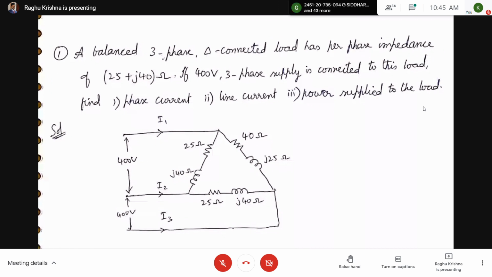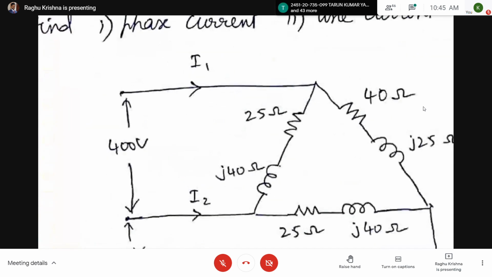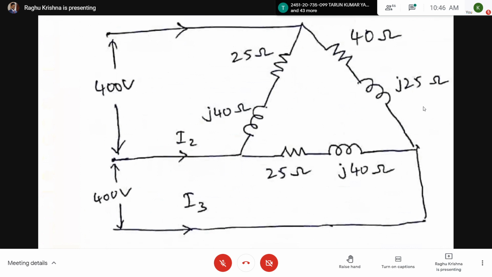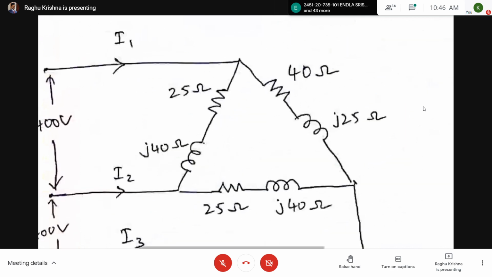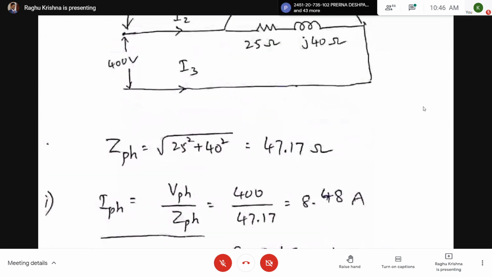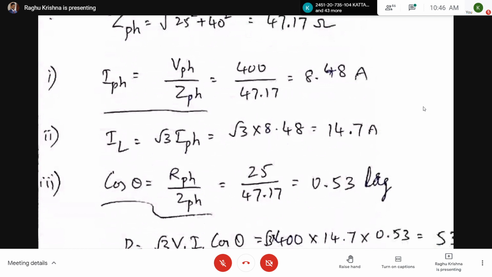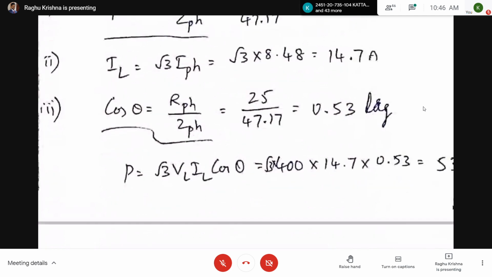So in the diagram, 25 ohms plus J40. On the right side I have to make a correction. On the left side I have drawn it correctly, 25 ohms for the resistance and J40 ohms. Here I have to change this one. First find the Z phase. After finding the Z phase, you can find I phase. Next you can find IL. Next cos theta equals R by Z, so you get 0.53 lag. Next power equals root 3 VL IL cos theta.